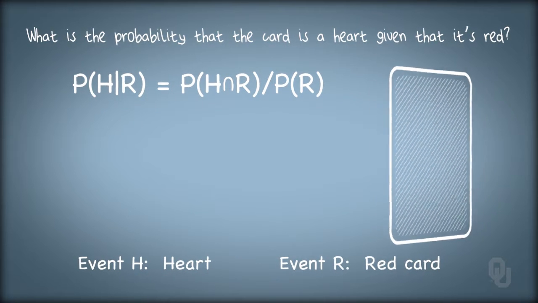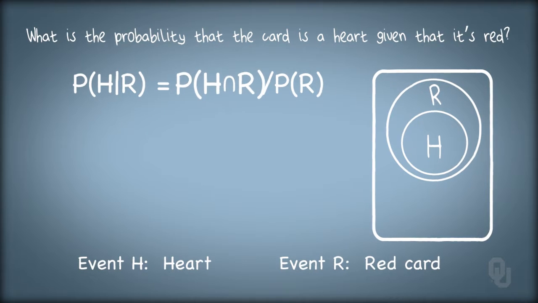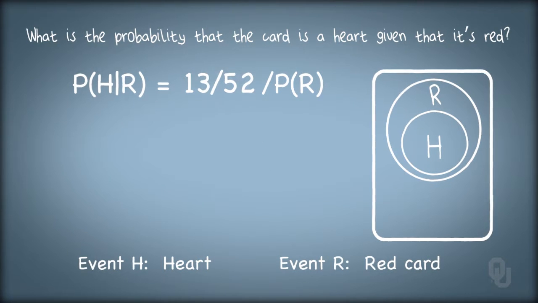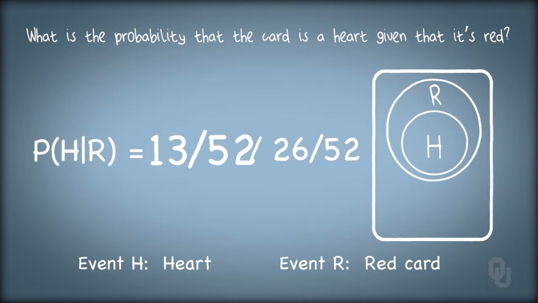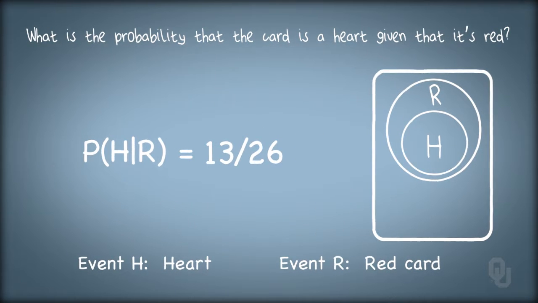Let's look at the Venn diagram at the intersection of hearts and reds. We see that hearts are contained entirely within red cards. So the probability of H intersect R is just the probability of H, or 13 over 52. The probability of a red card, P of R, is 26 over 52. Therefore, the probability of H given R is 13 over 52 divided by 26 over 52, or 13 over 26, or 1/2. We know for sure our card is a red card, so what's the probability that the red card is a heart? Half the red cards are hearts, so 1/2.